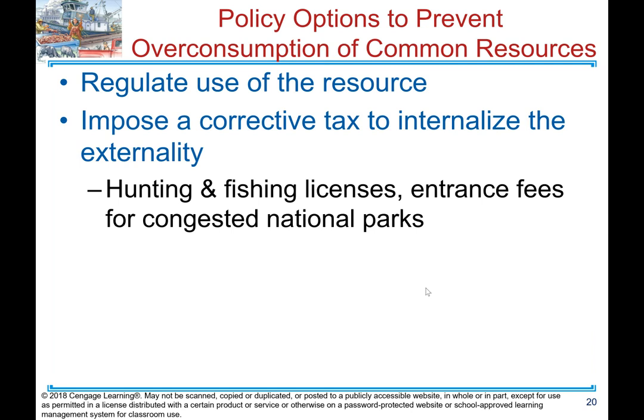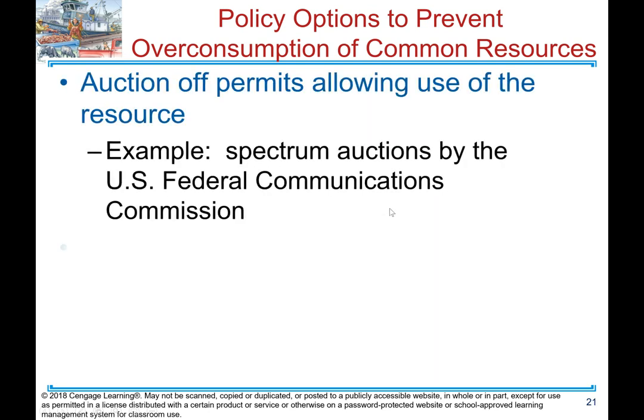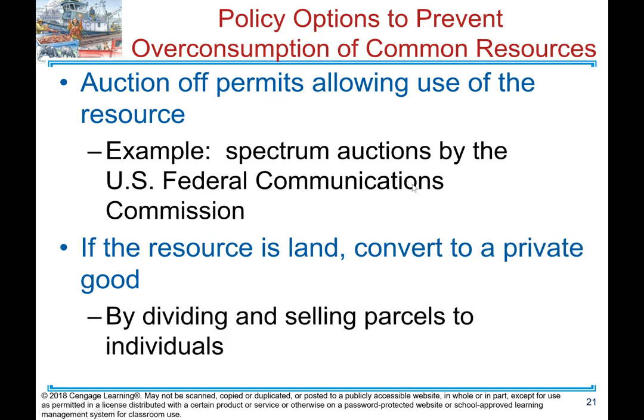Policy options to prevent overconsumption of common resources. Regulate use of resources. Impose a corrective tax to internalize the externality. Examples are hunting and fishing licenses, and entrance fees to congested national parks. Auction of permits allowing use of resources. Example: spectrum auctions by the US Federal Communications Commission. If the resource is land, convert it to a private good by dividing and selling parcels to individuals.